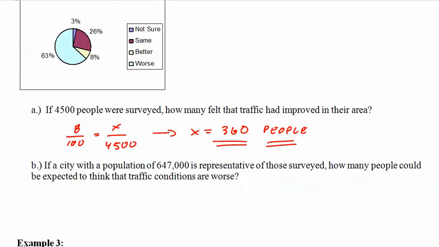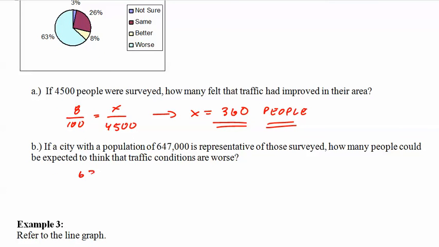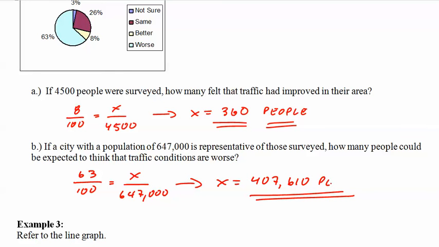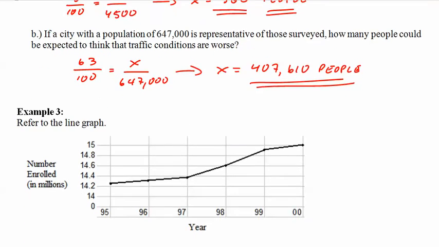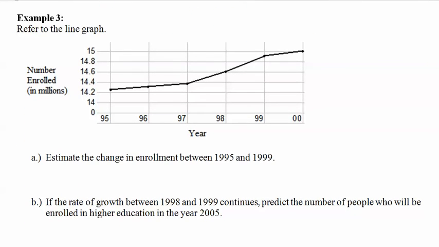Same deal. 63 out of 100 equals X out of 647,000. Cross multiply, get X alone. About 407,610. So we read that. And here's a line graph. It's just an enrollment for some random thing.